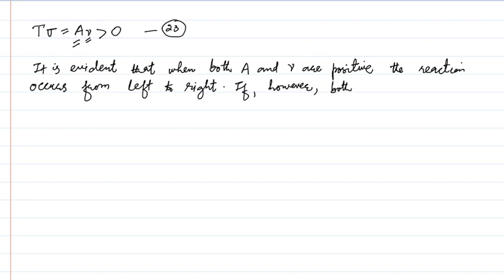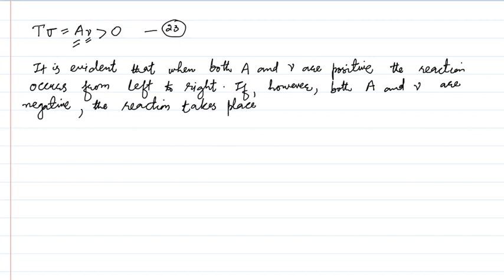If, however, both these quantities, that means affinity and ν, are negative, the reaction takes place from right to left, you can say, or you can say from product side to reactant side.